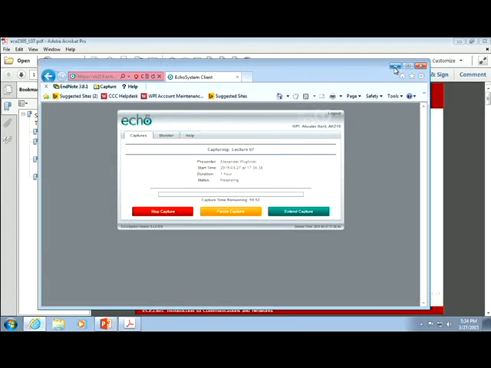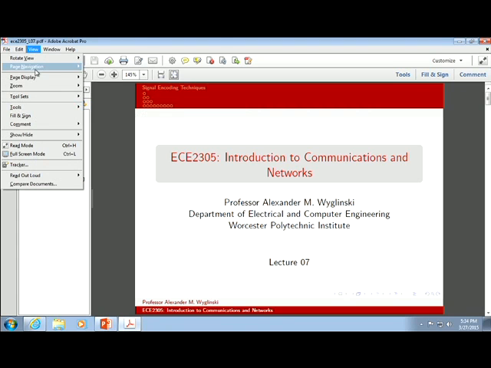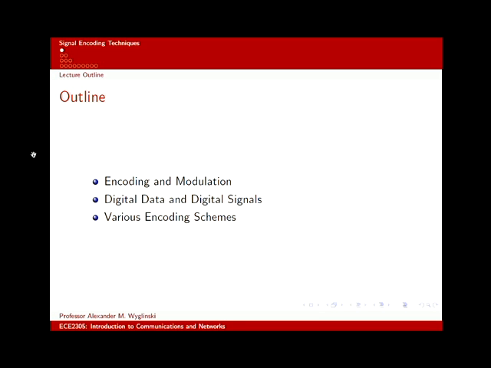So this is lecture 7 of ECE2305. In this lecture, what we're going to be looking at is the start of a two-lecture series where we're going to describe modulation and encoding techniques of analog and digital data. In lecture 7, we're going to start with a brief description of what is modulation, what is encoding.